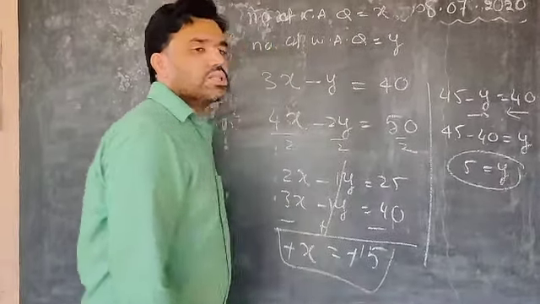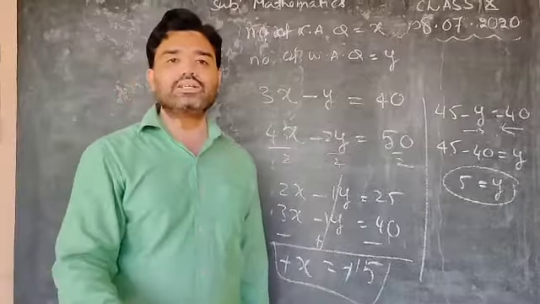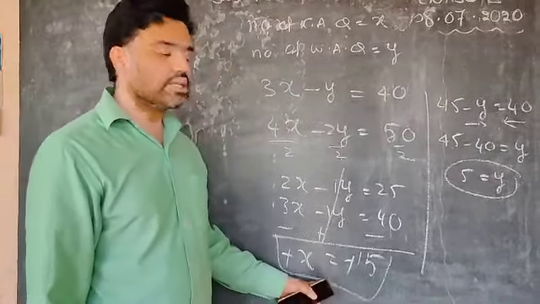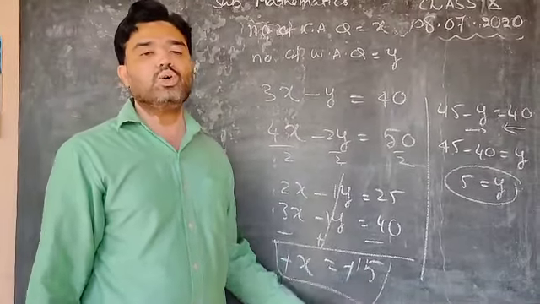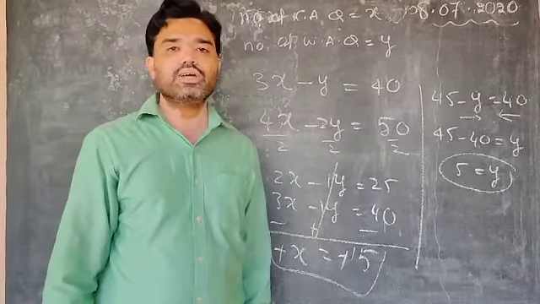So, how many questions he answered incorrect? 5. How many questions he answered correct? That is 15. Totally how many questions? 20 questions. Okay, children?